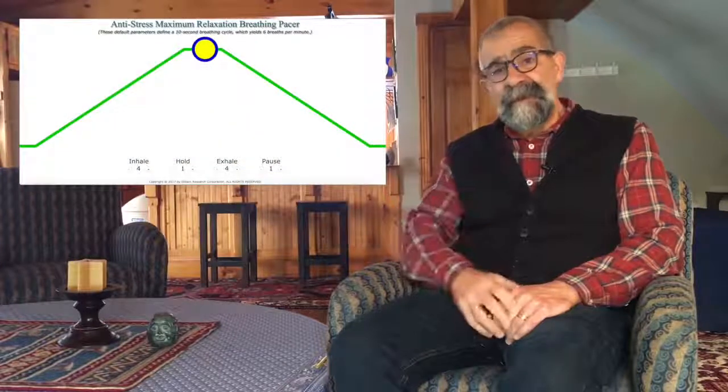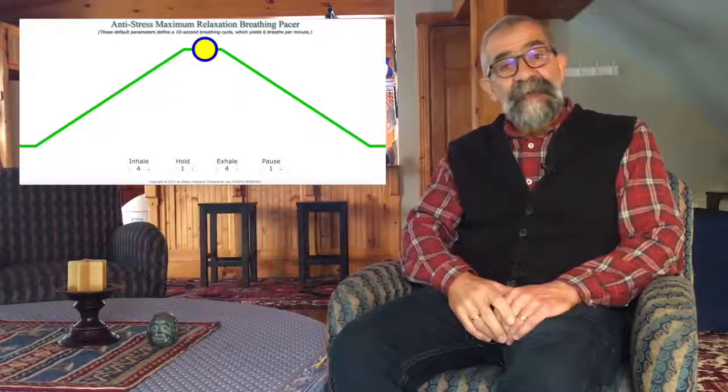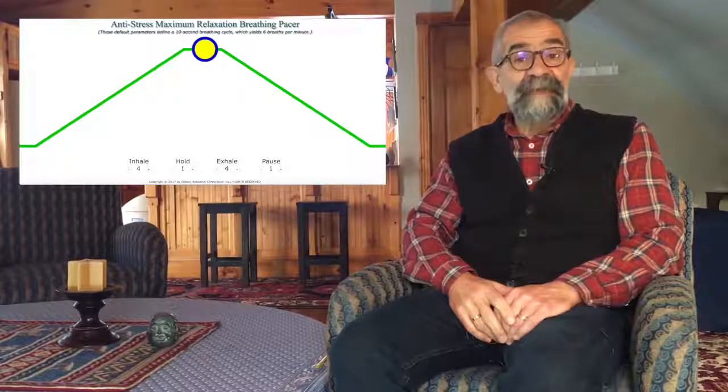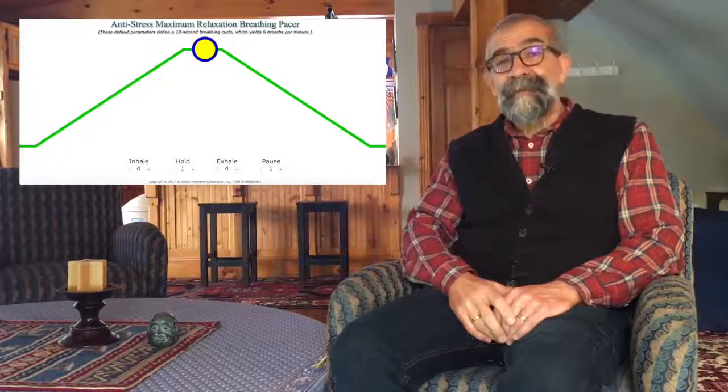So the first thing we talked about was that we need to slow our breath down. In order to do that, most of us need a breath pacer, at least to learn how to do it. There are a couple of different breath pacers we use, and you'll see them up on the screen here. The first one is from the Gibson Research Center, and it's called Anti-Stress Maximum Relaxation Breath Pacer.